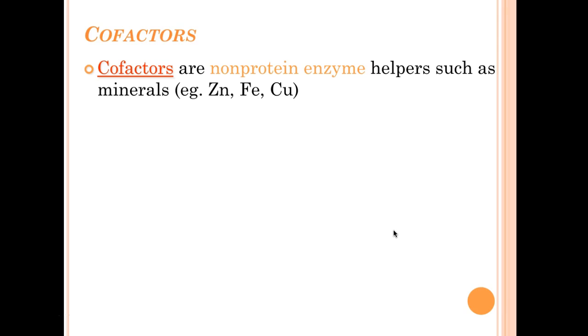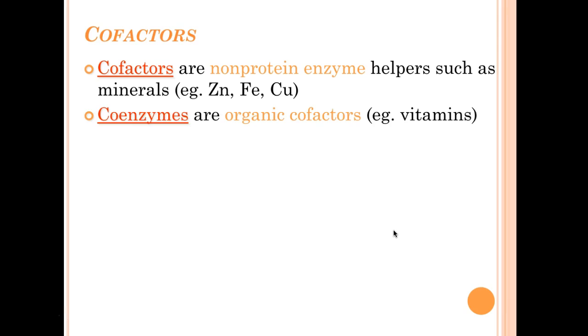Cofactors are non-protein enzyme helpers, such as minerals. So here's where you can see chemicals playing a role with enzyme activity. Non-protein based helpers, such as zinc, iron, and copper, would be chemical factors. You also have coenzymes. These are organic cofactors. Molecules like vitamins will help in aiding the functioning of enzymes. It could bind to, most likely, the substrate, so it's able to go into the active site of the enzyme and promote enzyme catalysis.